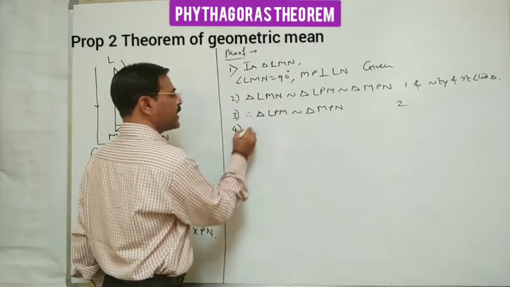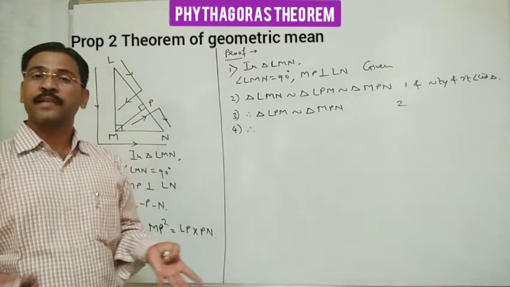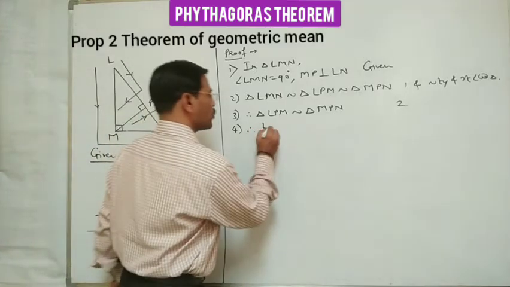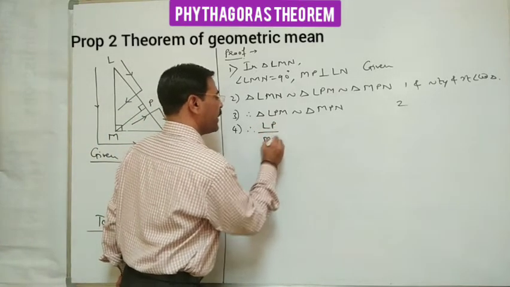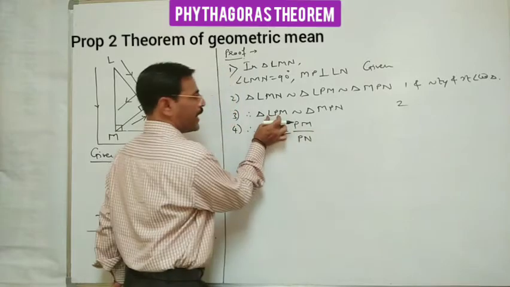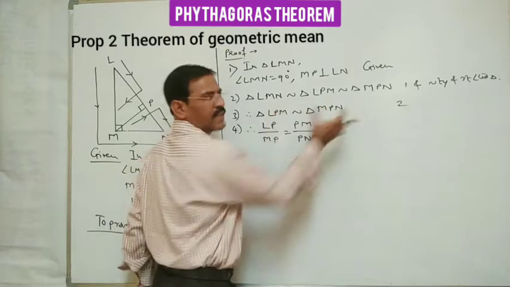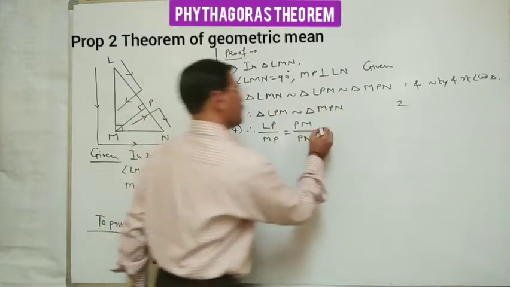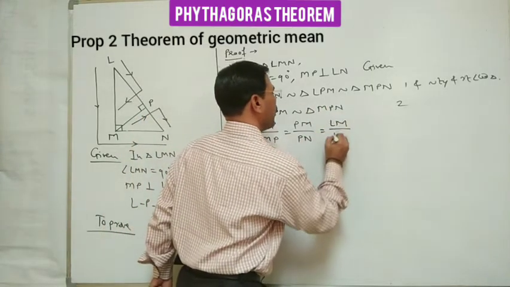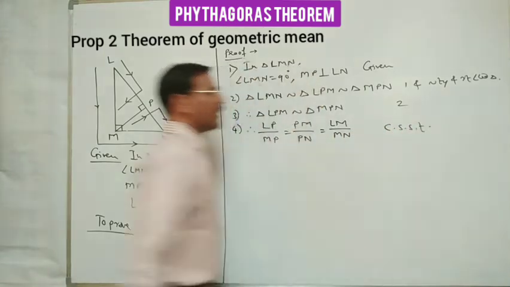Now their sides are in proportion. Whenever two triangles are similar, we can take their corresponding sides are in proportion. So write LP upon MP is equal to PM upon PN. See here, first two, last two. Take first, last, first. Like this is a one-to-one correspondence. We write LM upon MN. This is corresponding sides of similar triangles.